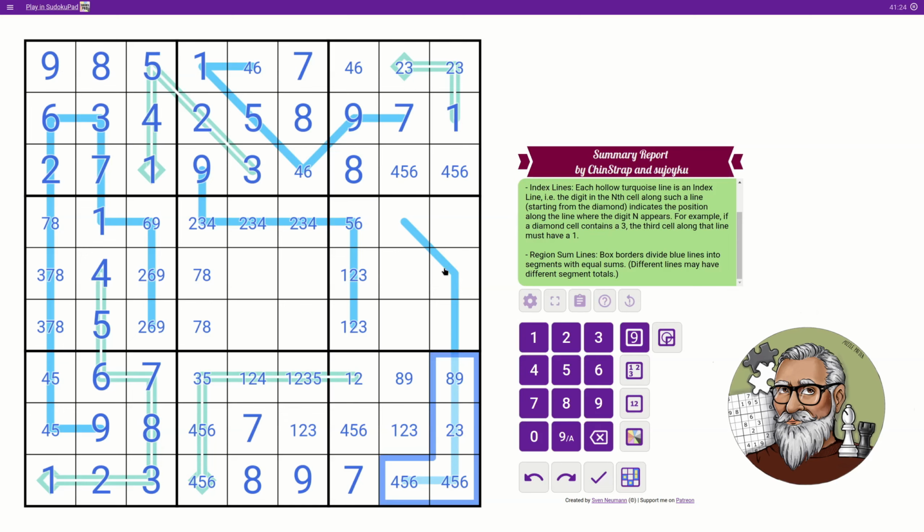Now, I don't know if I can calculate anything here. Don't think so. I do have something from 7 or 8 here, right? Something from 7 or 8. That's not really all that useful.